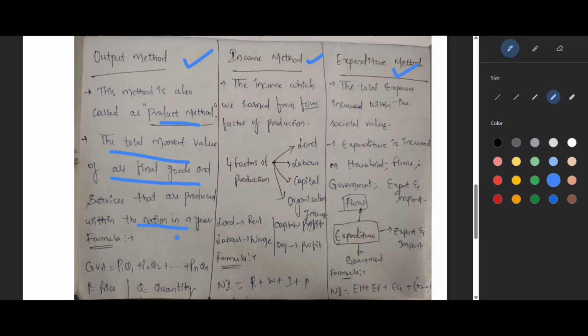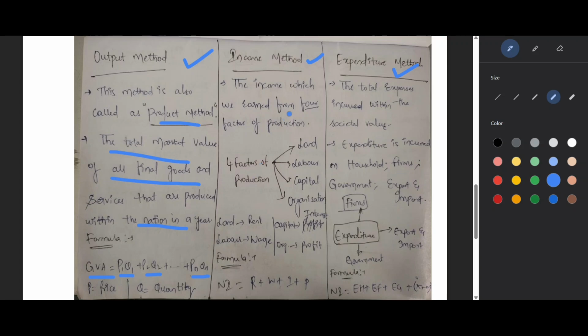To calculate the output method, we have a formula called GVA, which means gross value added, equal to P1 Q1 plus P2 Q2 up to Pn Qn, that is price times quantity. So if you combine all these prices and quantities, we will get the total value. The total value itself shows the output method.